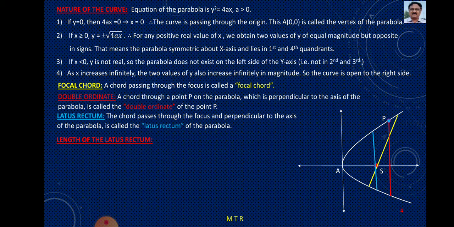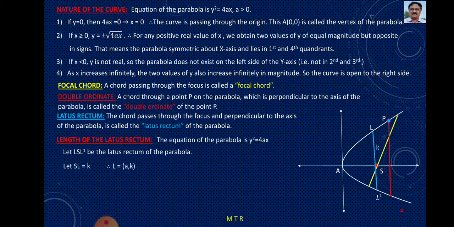Now we find the length of the latus rectum. Suppose the equation of the parabola is y square is equal to 4x. Let LSL dash be the latus rectum, which is perpendicular to the axis and passes through the focus. Let SL be equal to k. Then if we multiply SL by 2, we have LL dash.